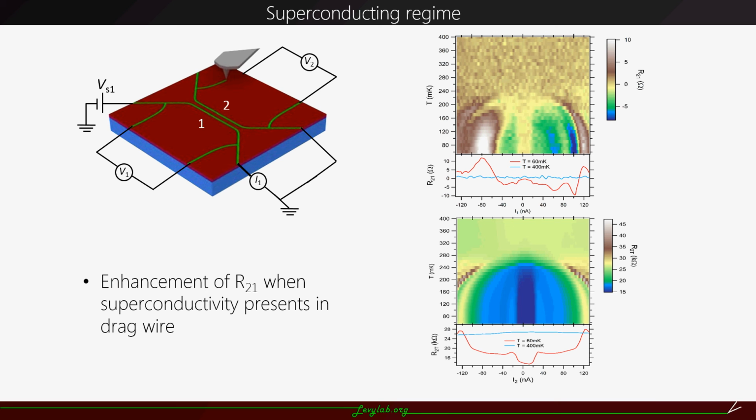This may be because electrons in a superconducting wire can move without energy dissipation. Therefore, the superconducting nanowire responds more strongly to the interaction with the drive wire. That's why we see an enhancement of drag resistance as the drag wire enters the superconducting regime.